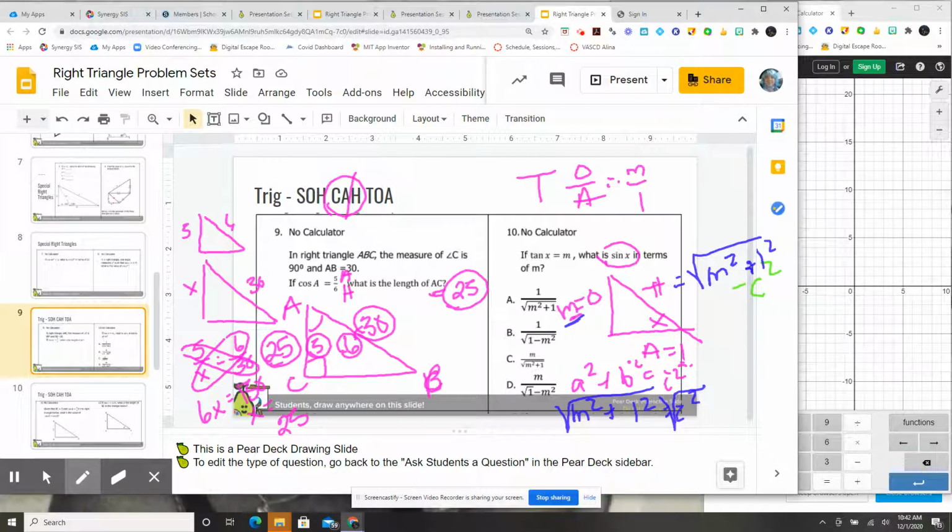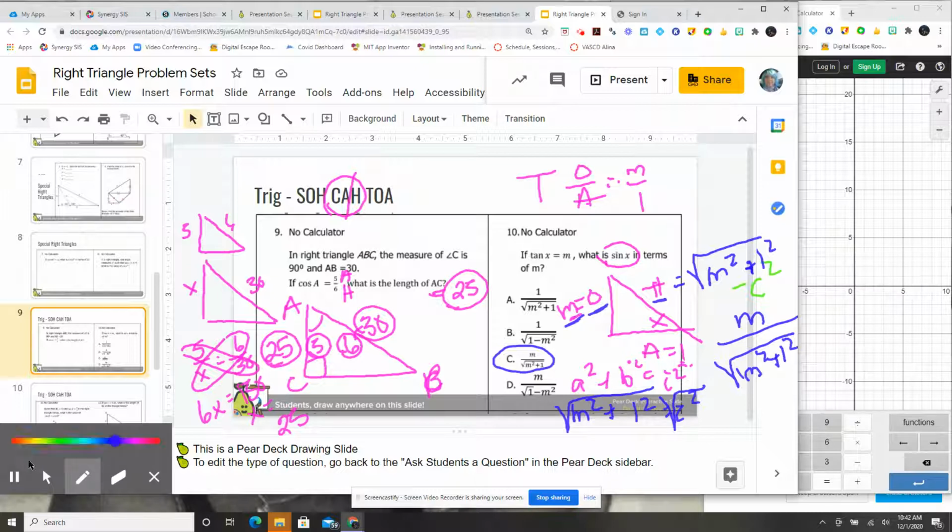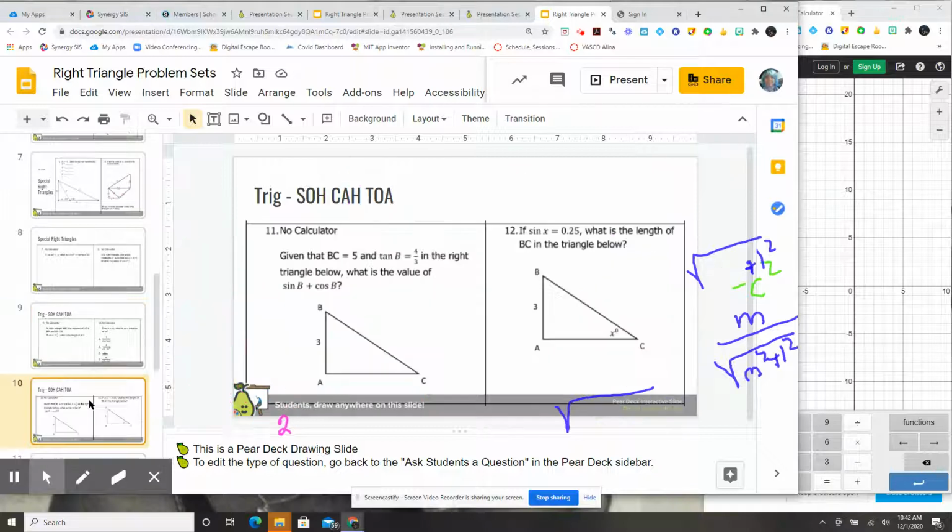So when I do sine of X, it's going to be opposite over hypotenuse. It's going to be M divided by the square root of M squared plus 1 squared. I think it's this little guy right here. And again, it's just putting together all of the crazy amount of things that you know about the trig ratios and the right triangles, right? Let's look at slide number 10.